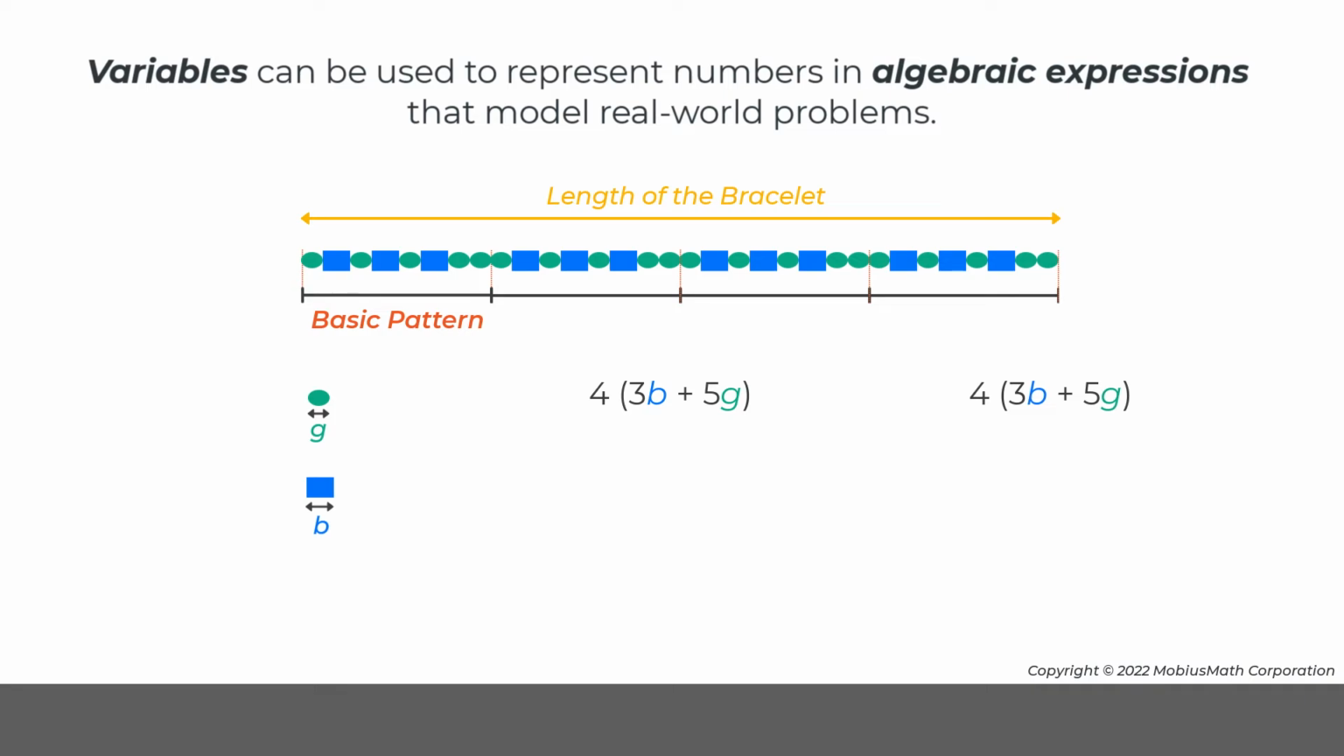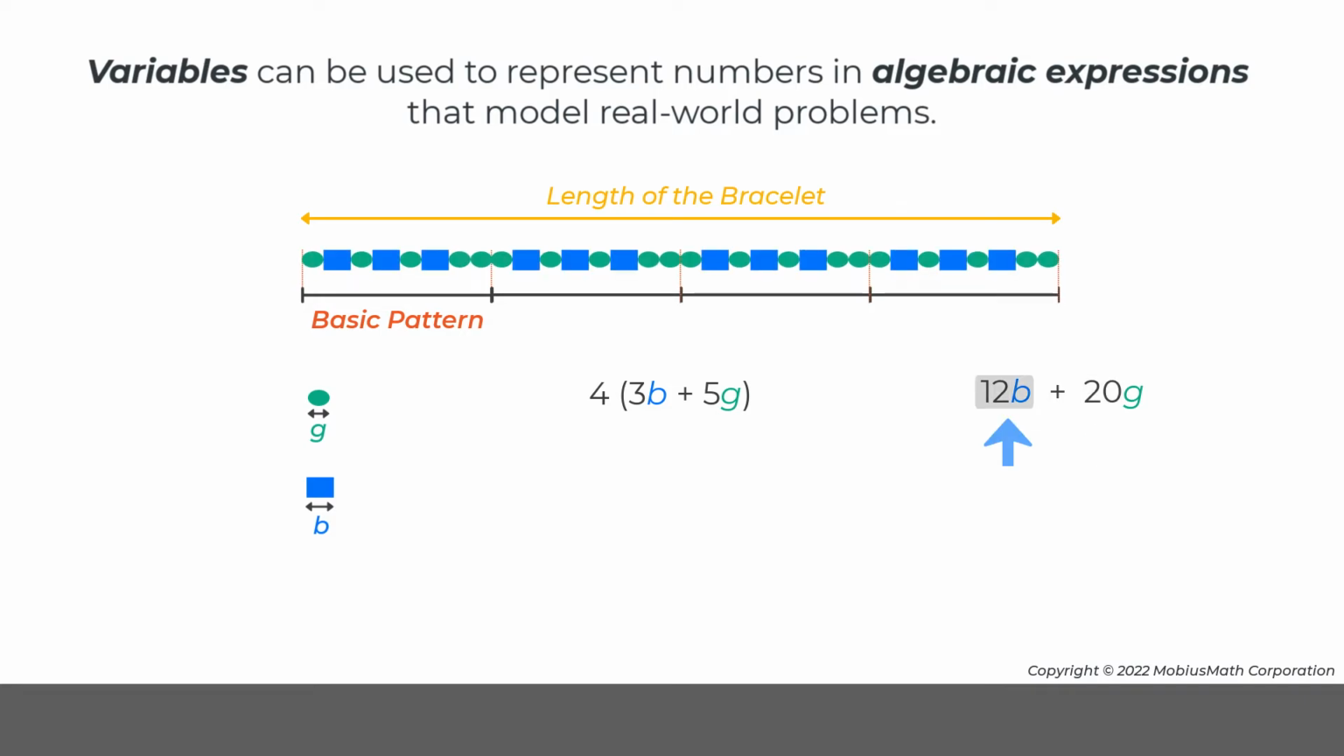An equivalent expression can be written without parentheses by applying the distributive property. In this version of the expression, the coefficient for each variable is the number of beads of that color in the whole bracelet. So, there are 12 blue beads and 20 green beads in the bracelet.